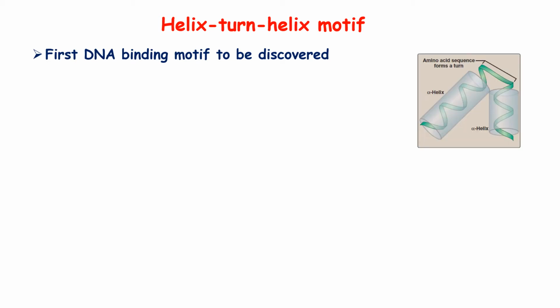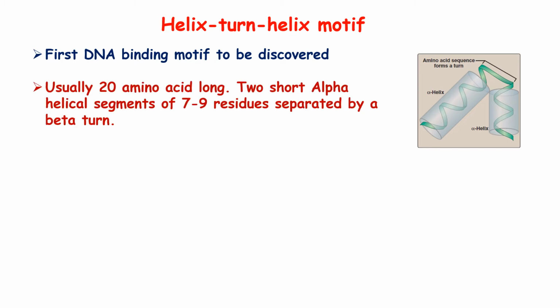So the helix-turn-helix motif was the first domain to be discovered. As the name suggests, it has one helix, turn, and then helix. And you can also see in the adjoining figure, the binding motif has around 20 amino acids, of which 6 to 7 amino acids form an alpha helix, the first 6 to 7 amino acids. Then these are separated from the second alpha helix by a small turn, a beta turn.